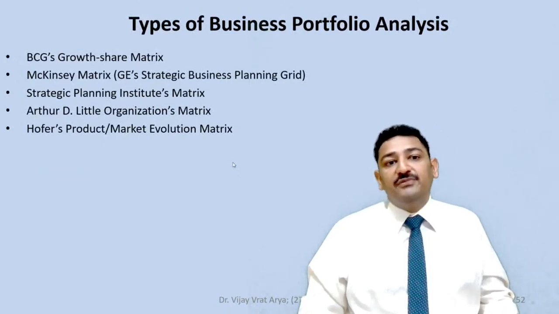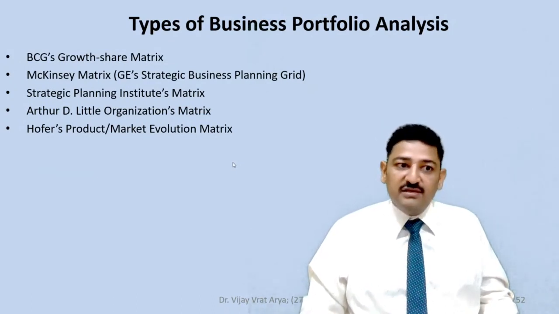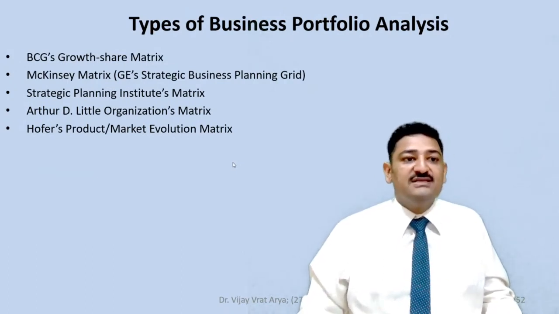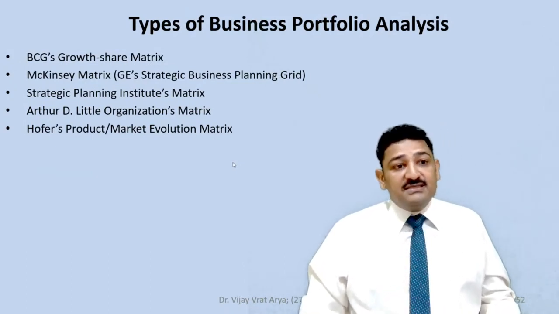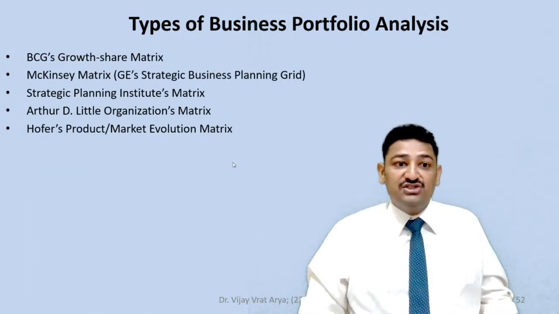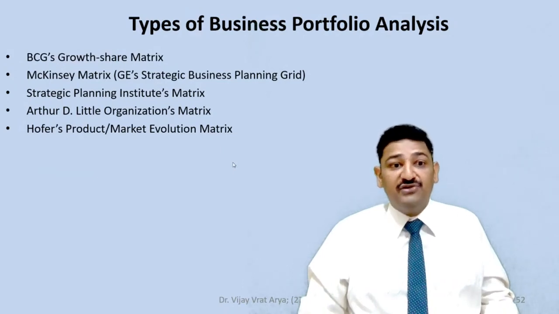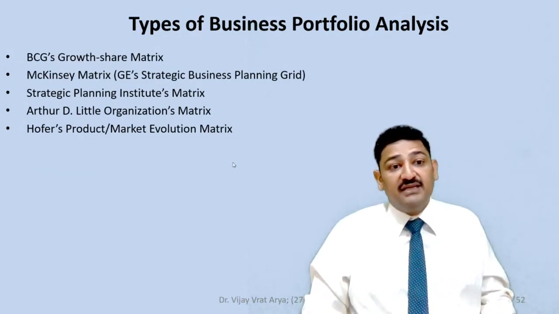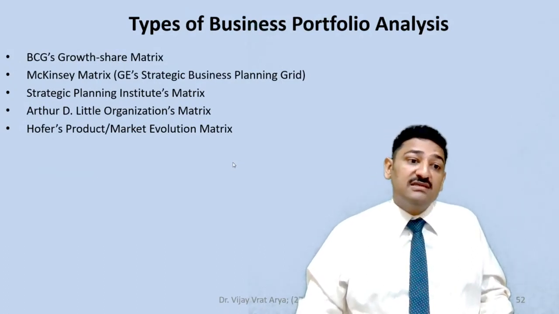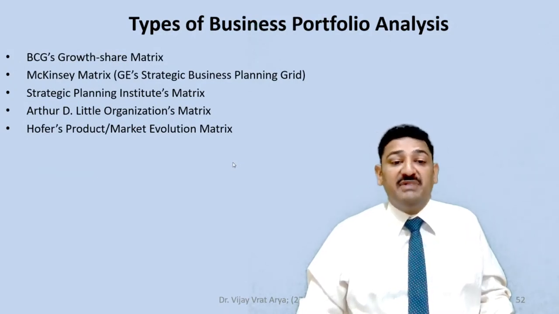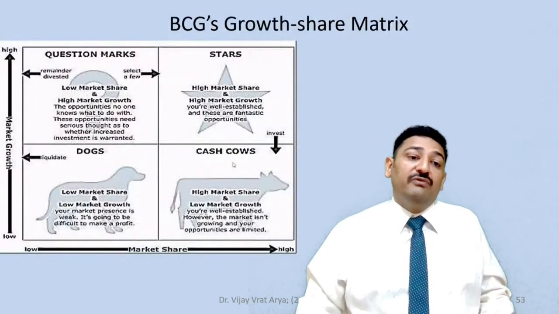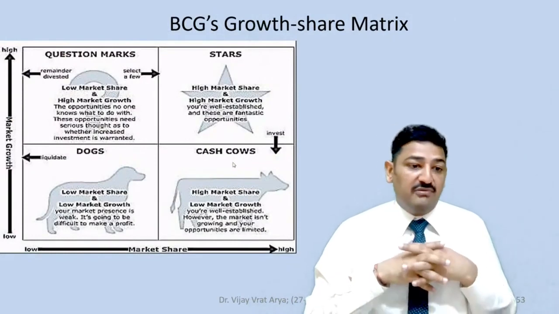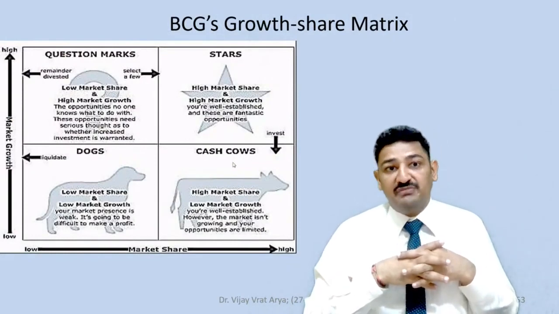Here, some important types of business portfolio analysis have been identified. One is the BCG's growth share matrix, also known as the Boston growth matrix. The other is the McKinsey matrix, that is the GE's strategic business planning grid. Third is the Strategic Planning Institute's matrix. Fourth is the Arthur D. Little's matrix. And fifth is the Hofer's product market evolution matrix. So we will be discussing one of those matrices, that is BCG's growth share matrix.